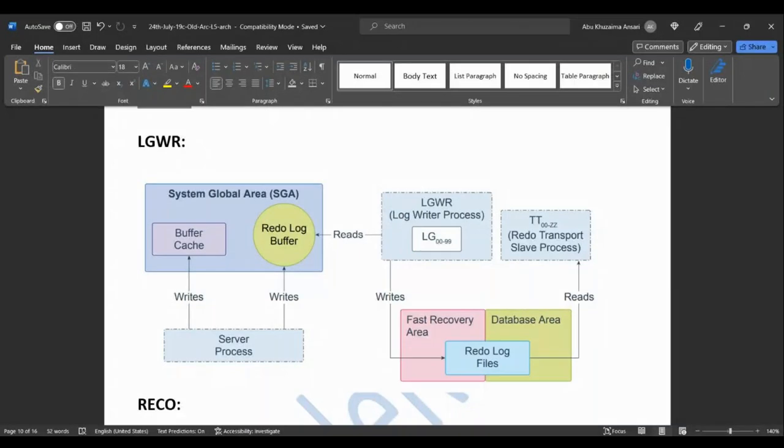And DBWR, you can say, runs as a process. Okay, so what is the parameter? I forget that. What is the parameter which decides how many DBWR processes there are and what the maximum number of DBWR processes is?